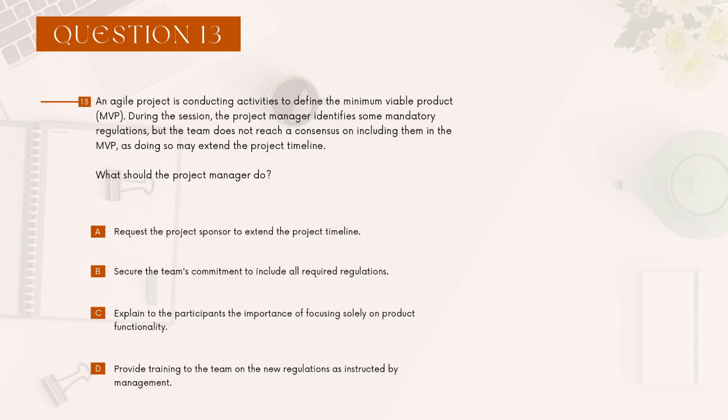An agile project is conducting activities to define the MVP. During the session, the project manager identifies some mandatory regulations, but the team does not reach a consensus on including them in the MVP, as doing so may extend the project timeline. What should the project manager do? All right, so we have this MVP, but the team does not reach consensus, so they're not agreeing on something, and because of this, we might be delayed. All right, so what should we do?